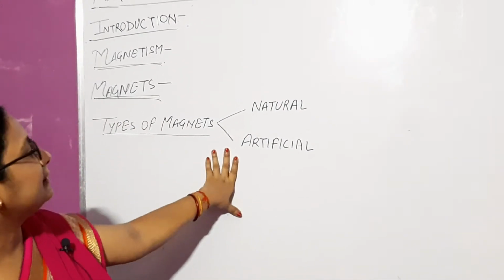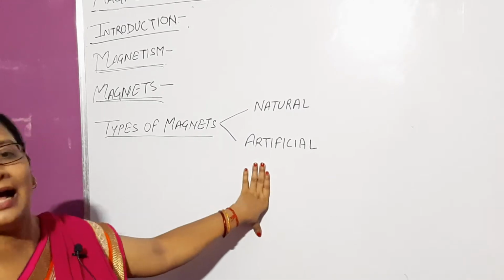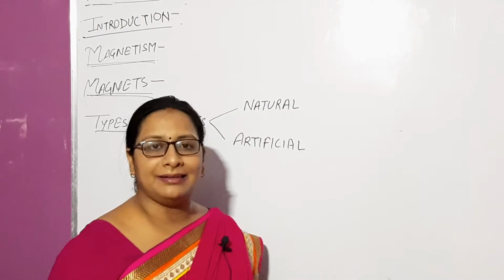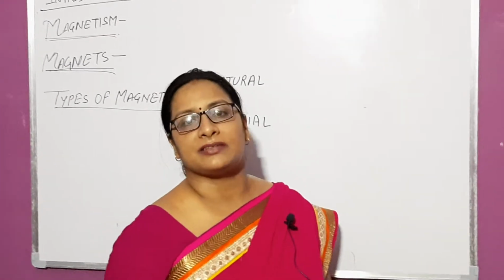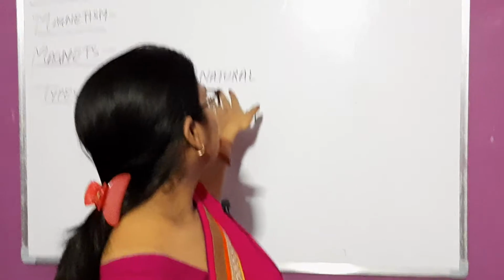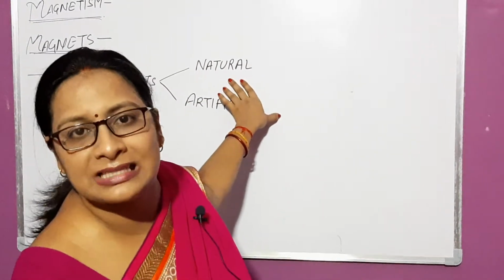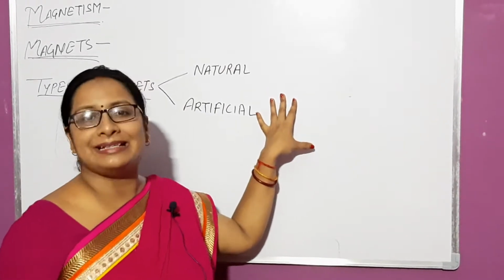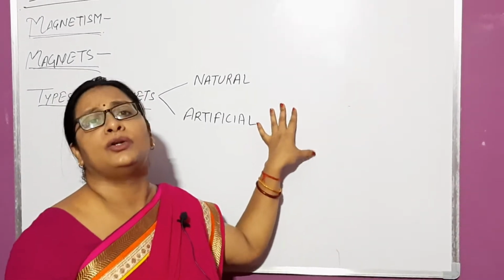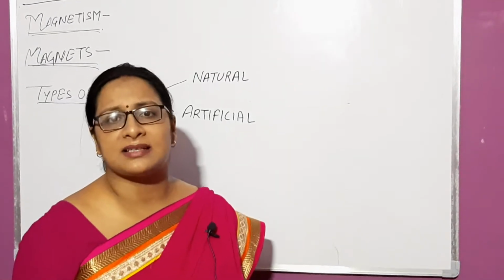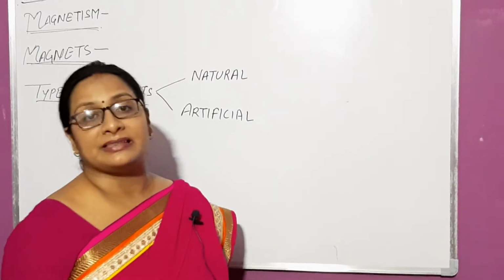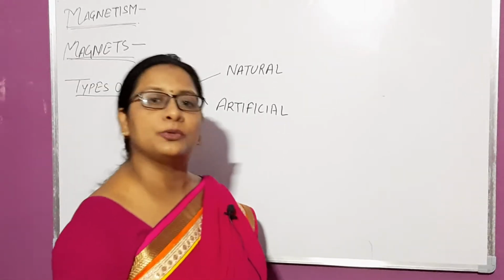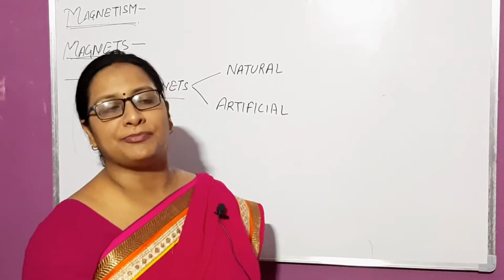Types of magnets. There are two types of magnets, natural magnets and artificial magnets. Natural magnets are irregular in shape and they are weak magnets. They produce a weak magnetic field, and in practice we will not use these magnets. Some examples of natural magnets: magnetite is a natural magnet, lodestone, and the earth itself acts as a magnet. Earth has magnetic field lines, it has a magnetic field pattern, and it has two poles, geographic north and geographic south, which act as magnetic poles.